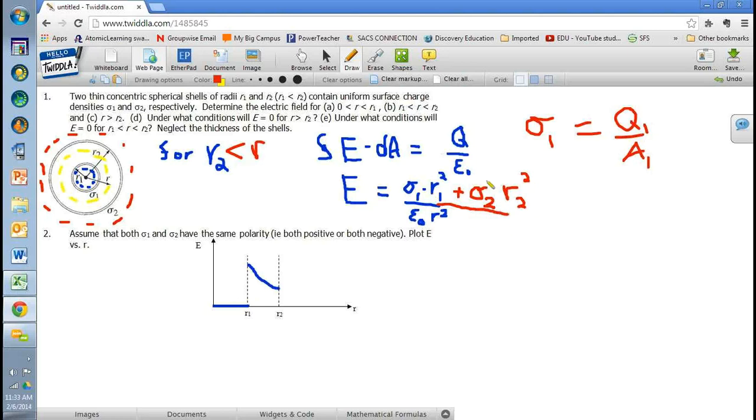Okay, now looking at number 2 down here, now we're going to have to graph it. When we graph it, it does matter which one's positive and which one's negative. Notice for number 2, it says, let's assume that they have the same polarity. So let's say both positive. I want to graph this. Keep in mind this R1, sigma 2, R2, and even epsilon naught are all constants. So what kind of relationship would this be when I graph it? Just shout it out or type it. Inverse square. Yeah, this is inverse square, right?